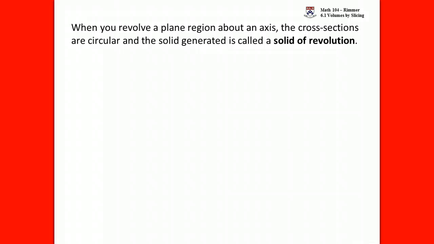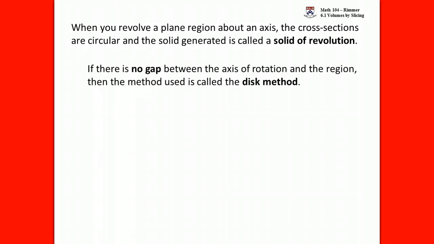So now we're going to start revolving. Everything else is revolving. I'm going to have some plane region, and my cross sections are going to be circular. I'm going to get this by revolving that plane section about some axis. The question that I have to figure out is, when I do that, is there a gap going to happen between my axis of rotation and the region?